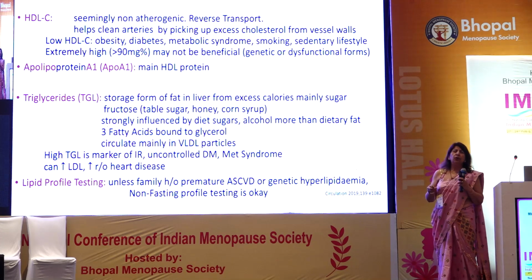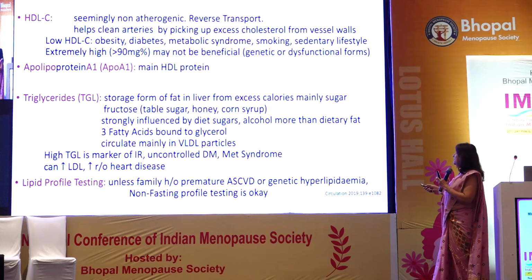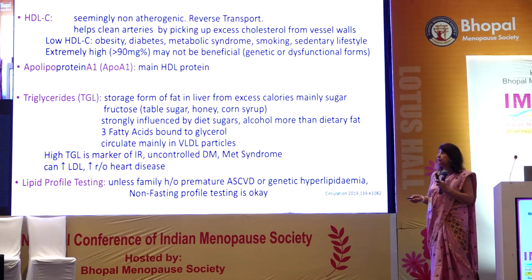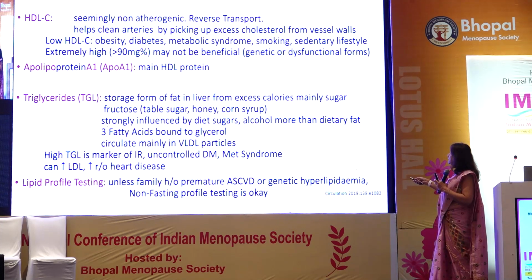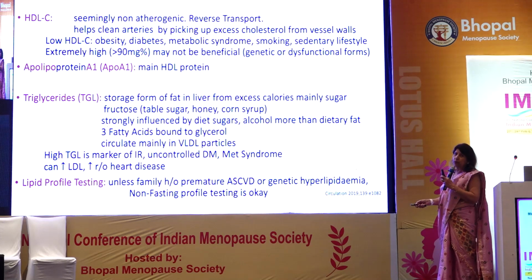In case you have low HDL, why do you have low HDL? You have this in obesity, diabetics, metabolic syndrome, smoking, and sedentary lifestyle. So you want to increase your HDL because HDL is protective. So this is what you will attack. But extremely high levels may not be beneficial. Now, ApoA1 is the main HDL protein.